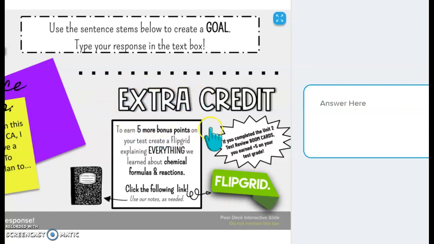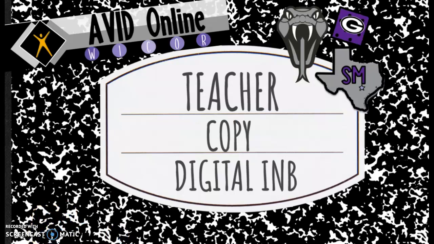Then there is also an extra credit opportunity. If you did your Unit 3 test review, you already earned 5 points on your test, but you can also tell everything you learned about forces in motion in a Flipgrid, and our notes are here. They're linked for you, so you can open those up to help you along. But for right now, I'll go ahead and go back to work through the TEK reviews in case you need any help on that.